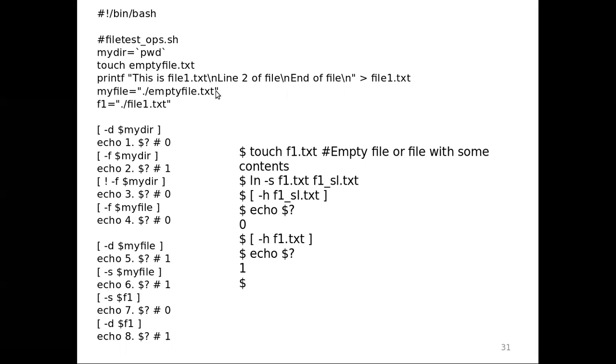Now here, file test operator for directory. I have used backquotes to execute this command and created an empty file. Then I am writing some content into file1.txt, and I have my empty file, and f1 is file1.txt, which I am assigning to a variable. Then I am checking whether it is a directory or not, and the negation, and so on. So that also we can do. All this is checking whether it is a file or not, which is true in this case, which is false in this case.